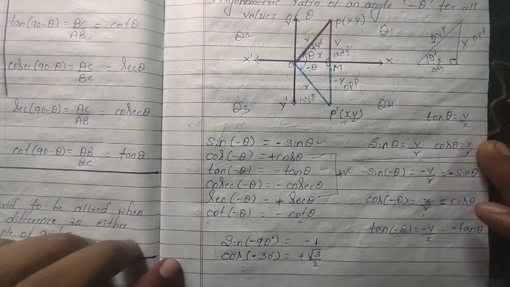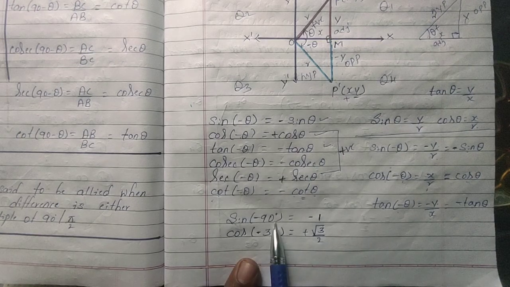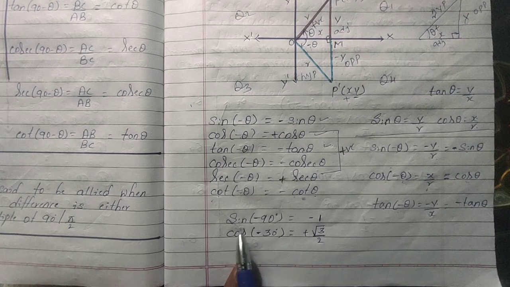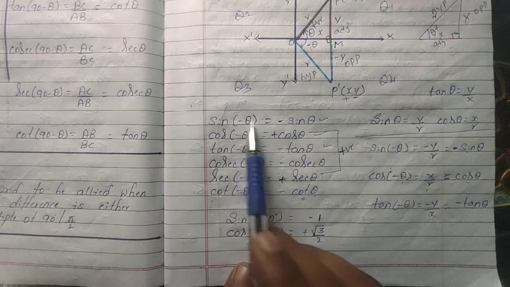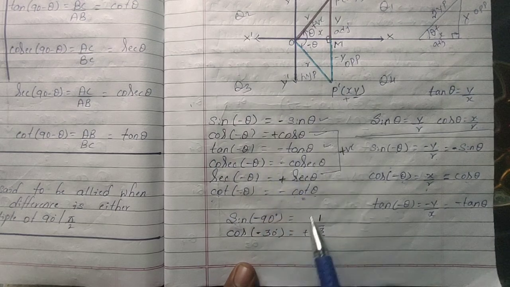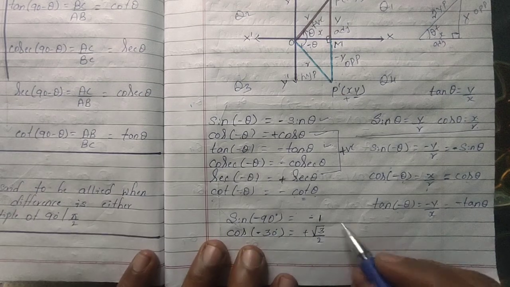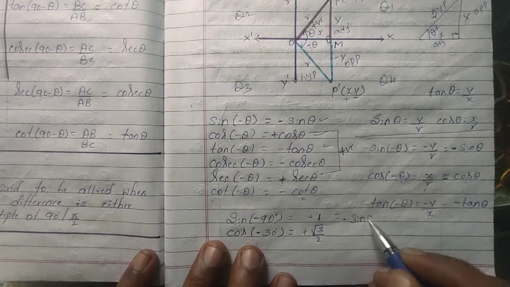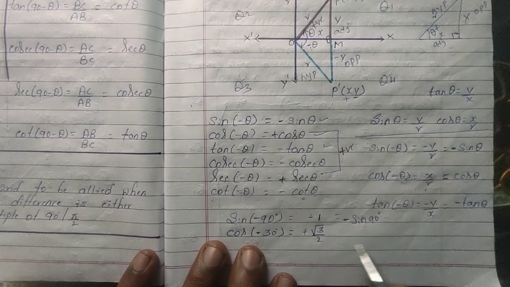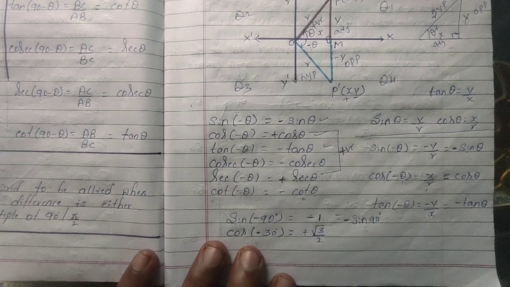One example I will give you. See, sine of minus 90. In this case, how to find the answer? Here, theta is negative. So sine of minus theta is nothing but minus sine theta. So minus sine 90. I should write minus as it is. What is sine 90? Sine 90 is 1.